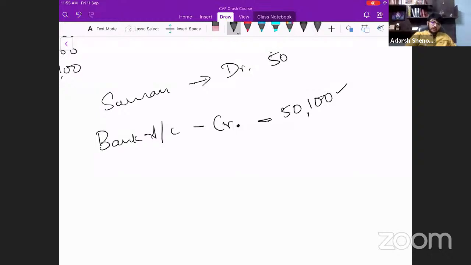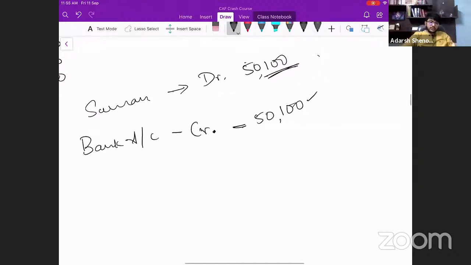You're going to recover the full 50,100 from Suman. That 100 rupees is not your expense. Don't book it as your expense. It is Suman's expense. So the journal entry is Suman's account debit to bank account. Have you followed this?